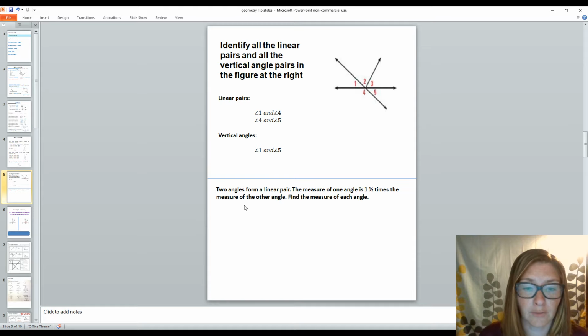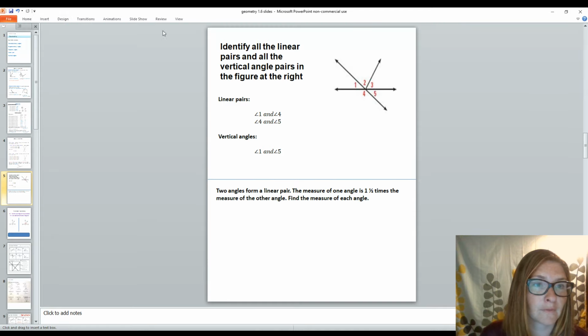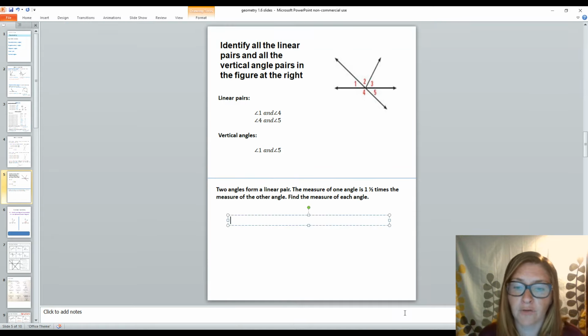All right, so the next one, it says we have two angles that form a linear pair, and the measure of one angle is 1/2 times the measure of the other angle. Find the measure of each angle. So the thing that sticks out here is the term linear pair. So linear pair means what? Linear pair means that I am having 180 degrees. So now we're going to set up an equation to help us figure that out. So we're going to use our x variable, and then we are going to create our equation.